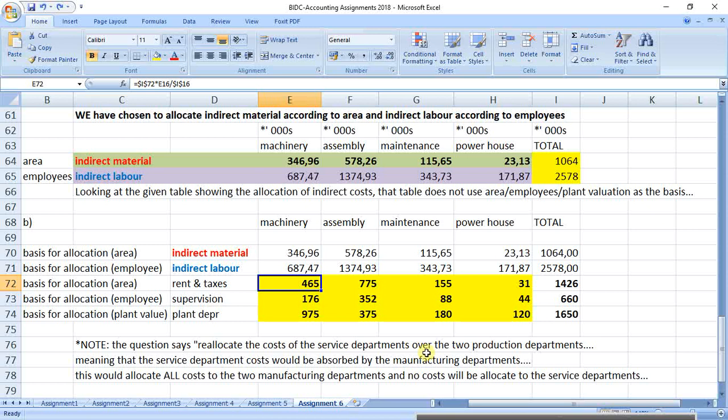No, you would just show the answers. Okay, but the understanding is important. So, yes, you would have to complete this table. If they wanted to reapportion the service departments over the 2 production departments, then we could do this.